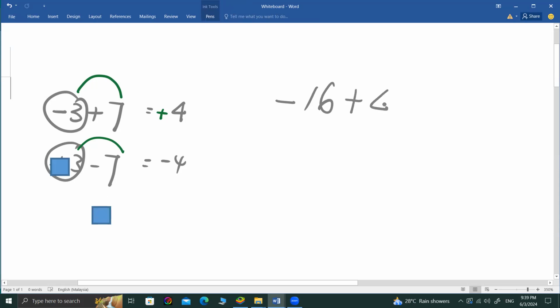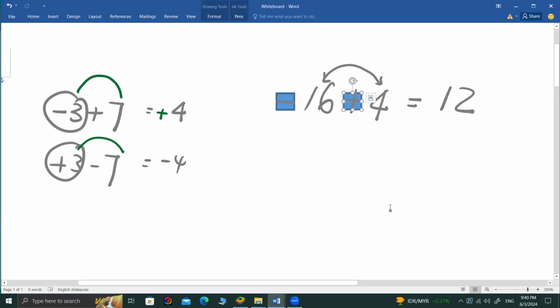Okay, again, I test you. -16 plus 4. See, different? So you find the difference. What is the difference between 16 and 4? 12, right? The difference is 12. So you should put positive 12 or negative 12? Let's say again, kita assume that I tak nampak the sign. Siapa besar? 16, right? So 16 is what? Negative, right? So here you put negative.